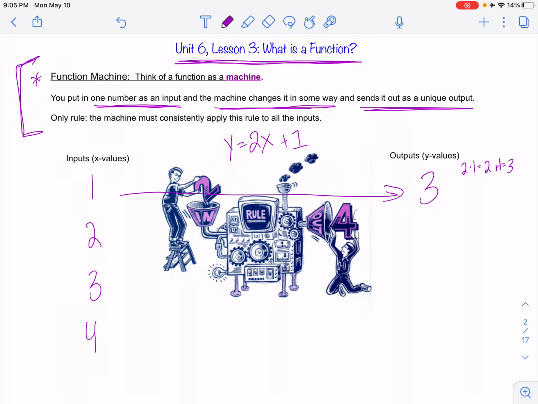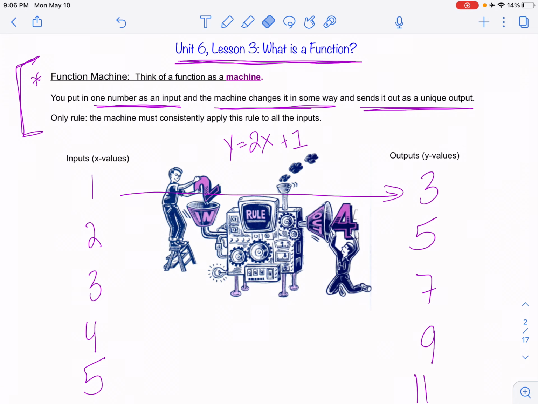Okay, 2 is going to go to 5. 2 times 2 is 4, plus 1 is 5. 3 is going to go to 7. 2 times 3 equals 6, plus 1 gives me 7. I think you're getting the idea. I don't know if I need to write that down. 4 goes to 9, and just for fun, we'll do one more. 5 goes to 11.